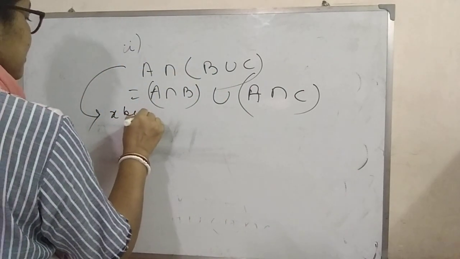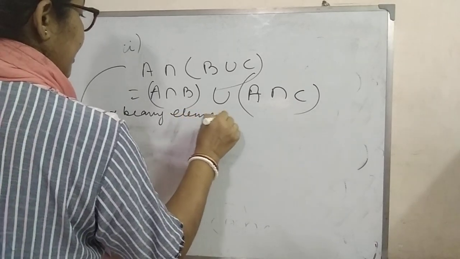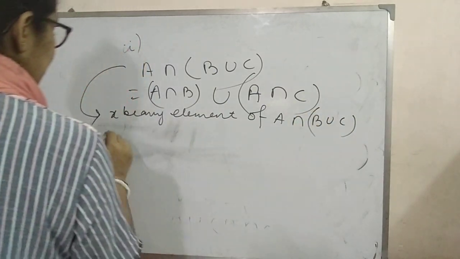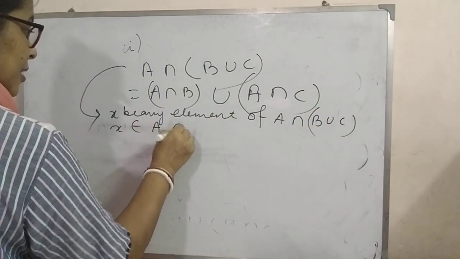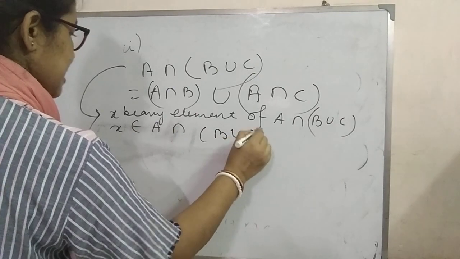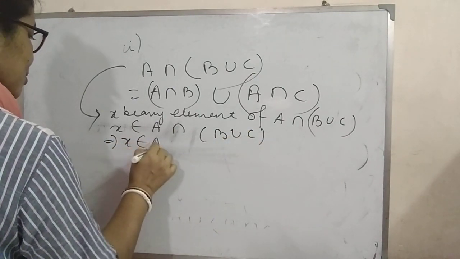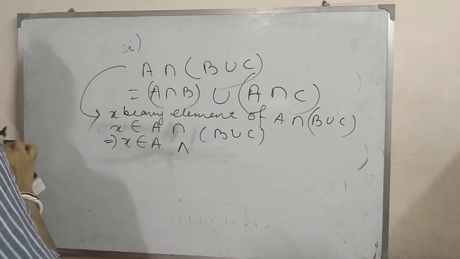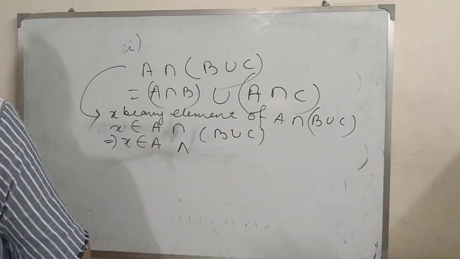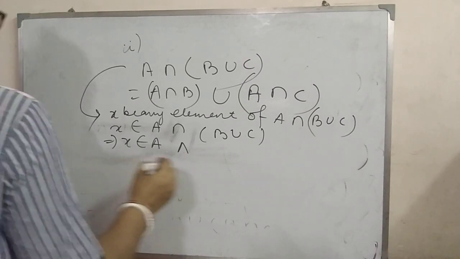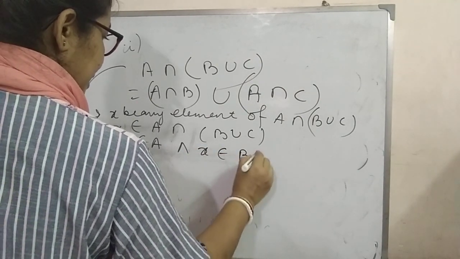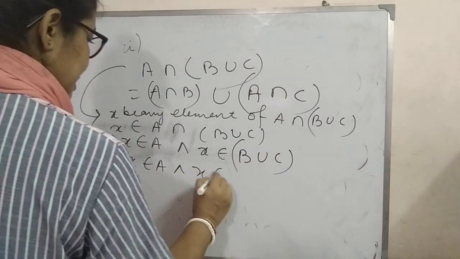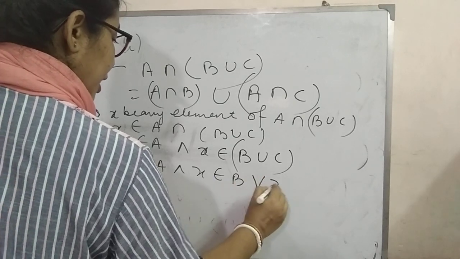Let X be any element of A intersection (B union C), that is, X belongs to A intersection (B union C). That is, X belongs to A, intersection means "and", X belongs to B union C. X belongs to A, and X belongs to B or X belongs to C.